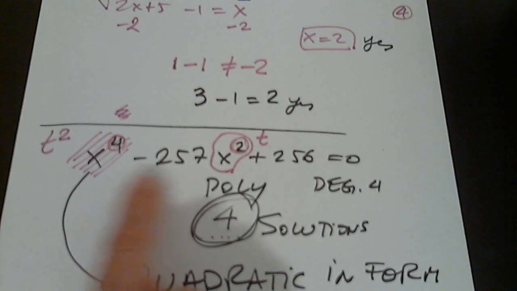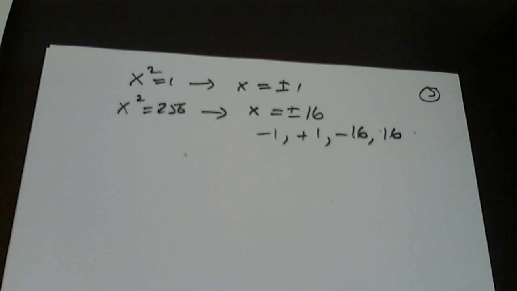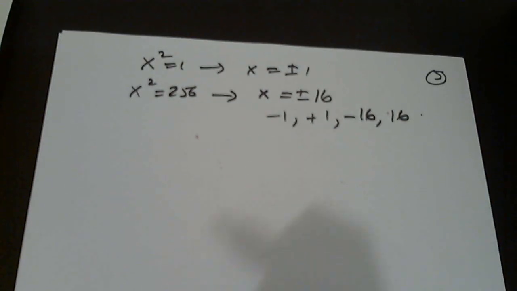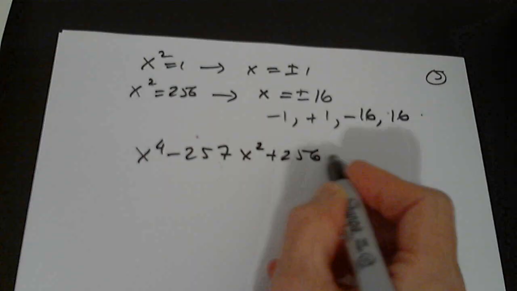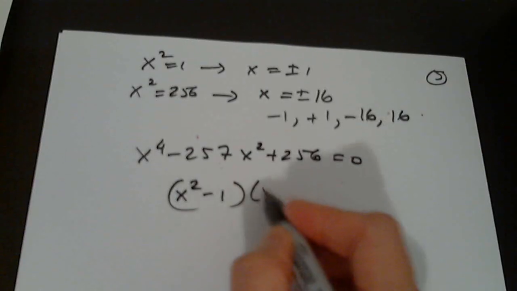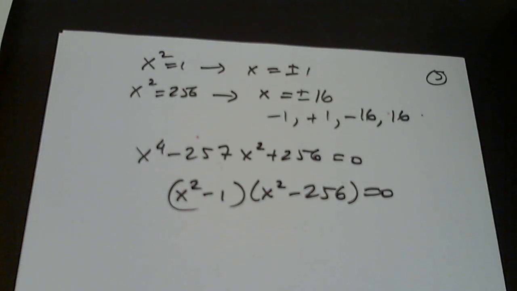But I had to notice that it's quadratic in form. What if I don't notice? Well, it would be a little bit more difficult to factor. How will I factor if I don't notice? Or I don't know that it's quadratic in form, or nobody told me that, right? So then I have x to the 4th minus 257x squared plus 256. But it will be more difficult to write this from the beginning. You could, but it will be slightly more difficult. And you will get the same solutions.